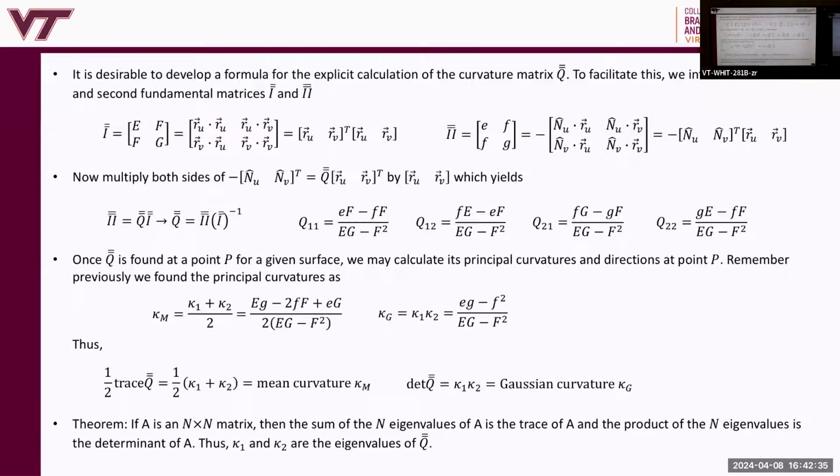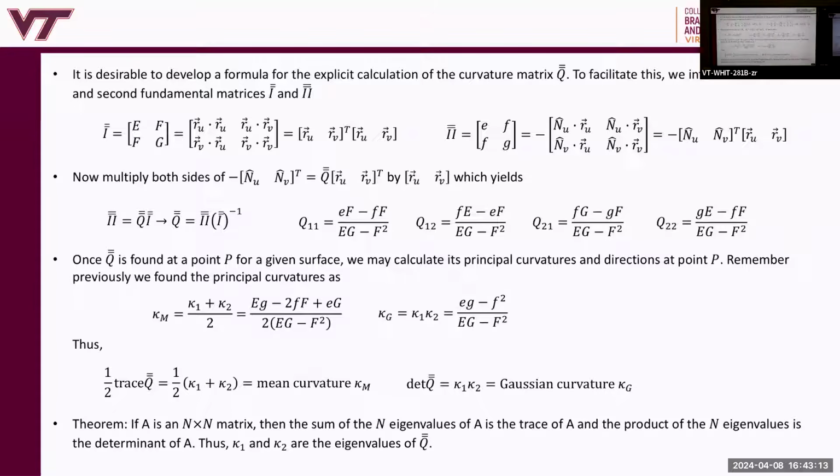So once Q is found at a point P for a given surface, we may calculate its principal curvatures and directions at the point P. Remember previously we found these as these expressions here. Now if you look at these expressions and then you look at these quantities, then what you'll find is that 1/2 the trace of Q, which is equal to 1/2 (kappa 1 plus kappa 2), is the mean curvature kappa M. And the determinant of Q is equal to the Gaussian curvature kappa G.